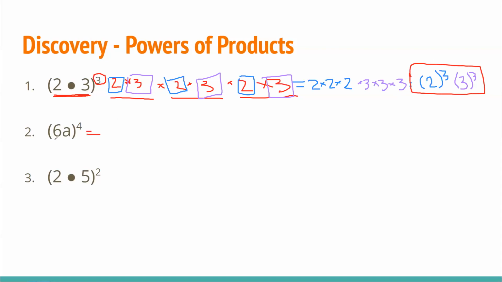For this one, same thing. That's my base, that's my exponent. So I know I'm writing this out 4 different times with multiplication signs between each one. And I'm going to write 6a on each of those. We're smart 8th graders. We know when we're dealing with 6a that there's multiplication between those two. So technically we're looking at 6 times a times 6 times a times 6 times a, and so forth, just like that last problem. And so we're going to treat it the exact same.